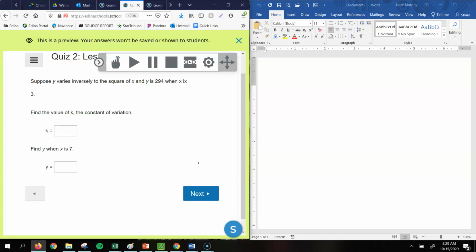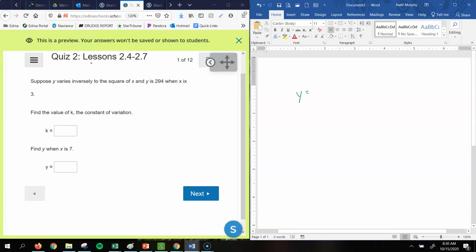Okay, so this one says, suppose y varies inversely to the square of x, and y is 294 when x is 3. Oh, there's a typo there. I'll probably fix that before you see this. So we need to find the value of k, the constant of variation, and find out what y is when x is 7.